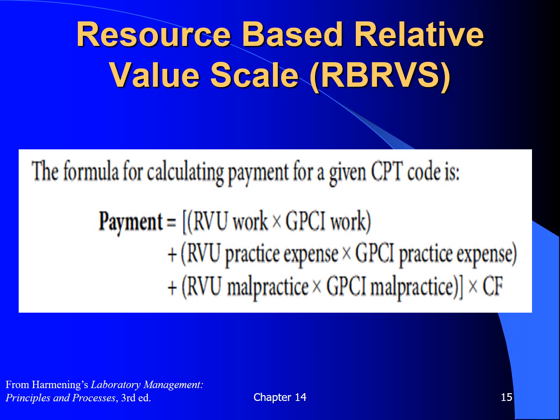Each RVU is multiplied by the geographical index for that RVU, and that product is multiplied by a national conversion factor determined annually by CMS to establish the amount of reimbursement for the physician. The conversion factor, RVUs, and geographical index are published in the Federal Register that can be located at http://www.cms.gov.